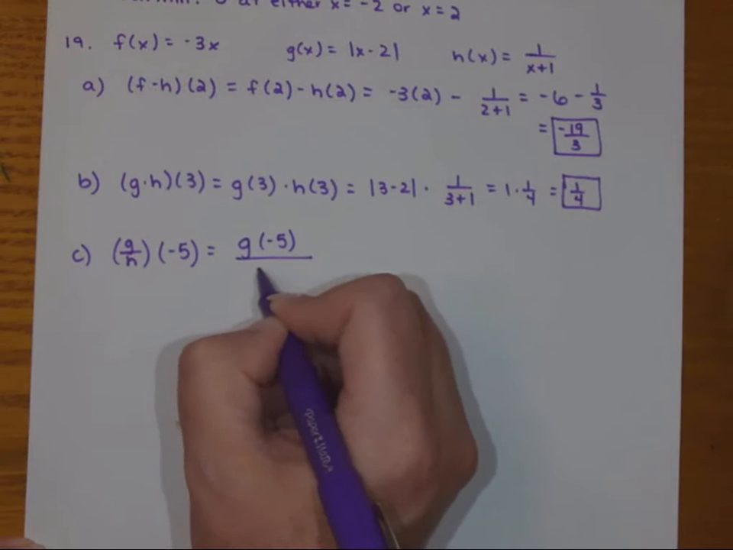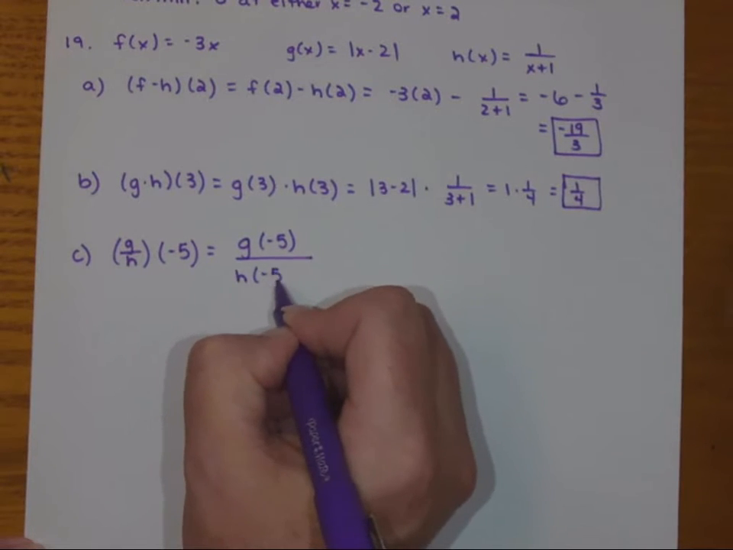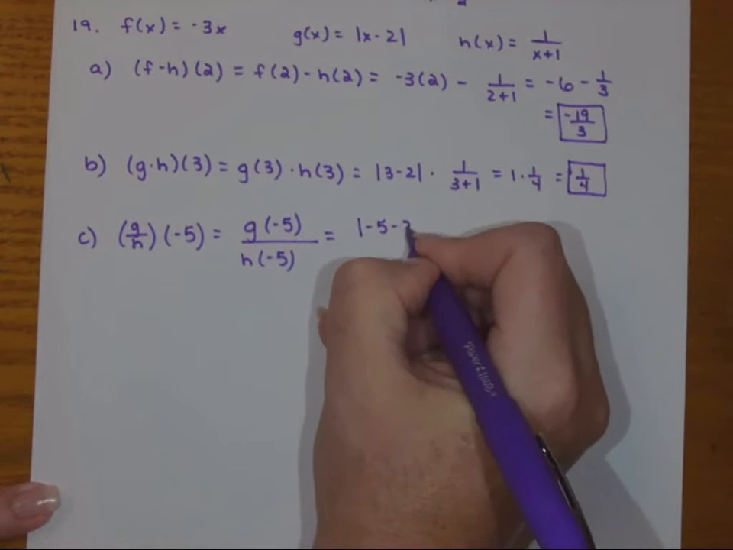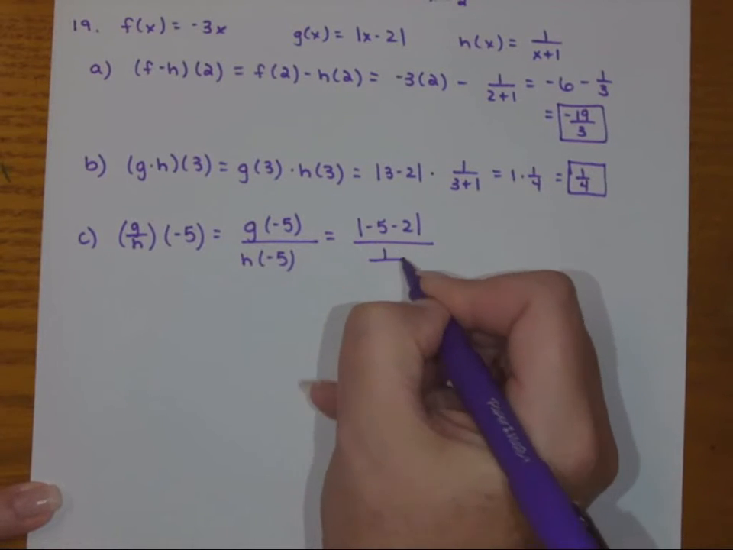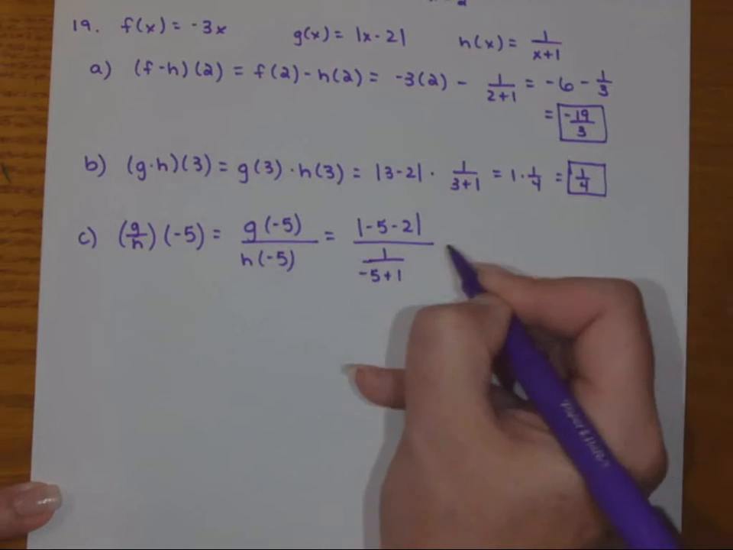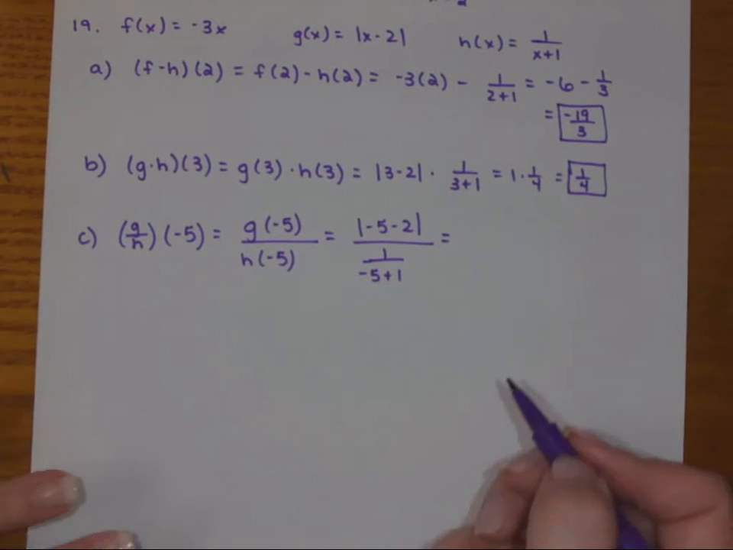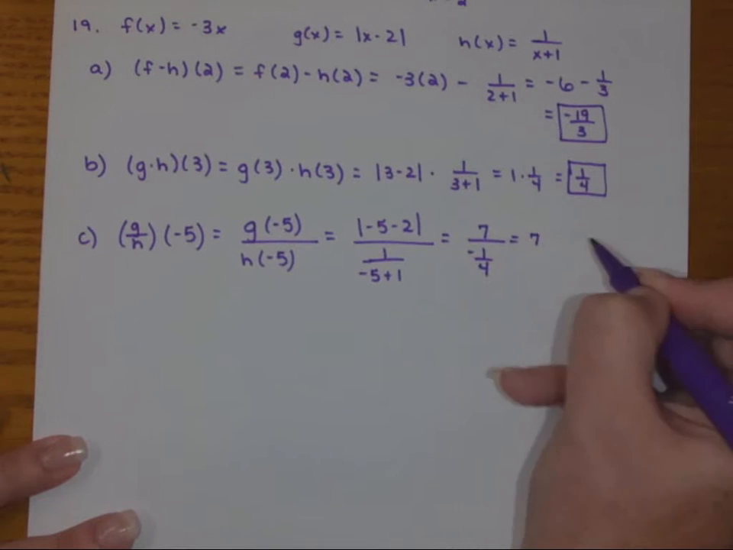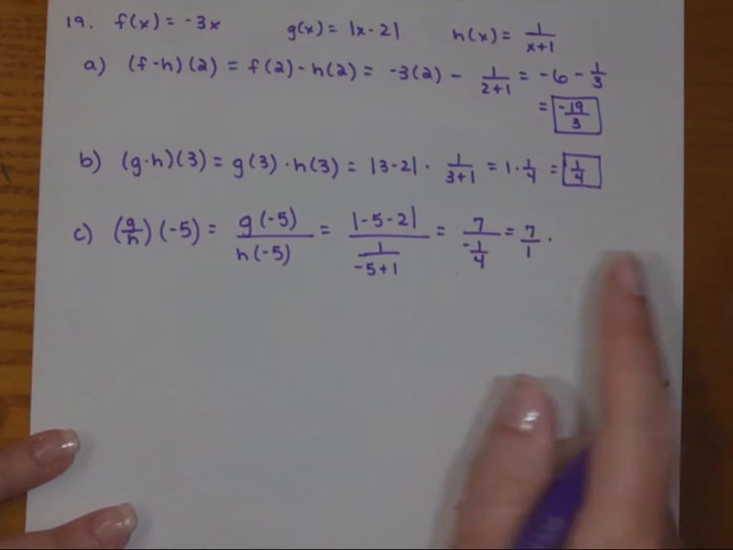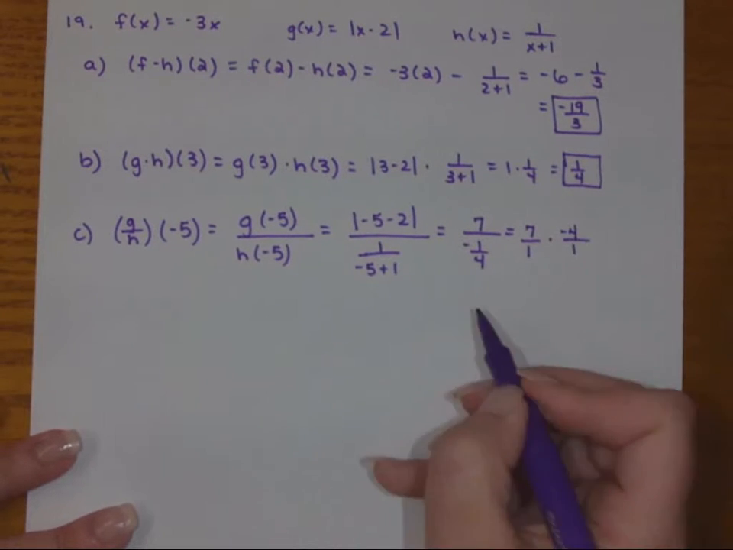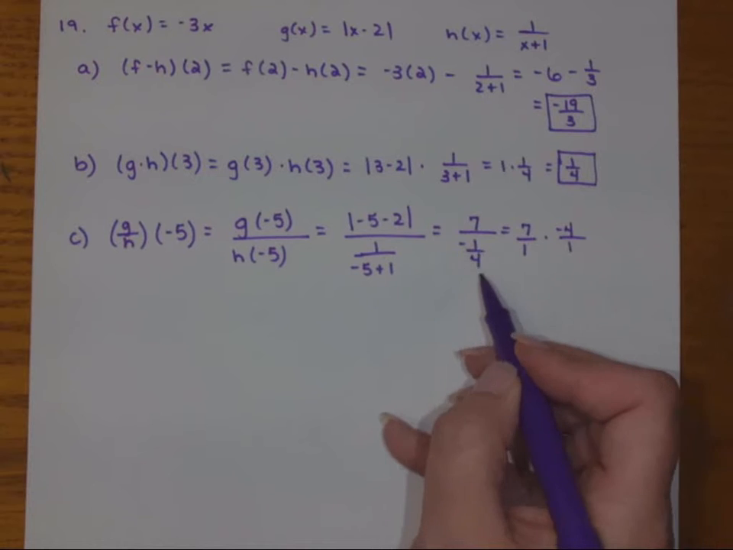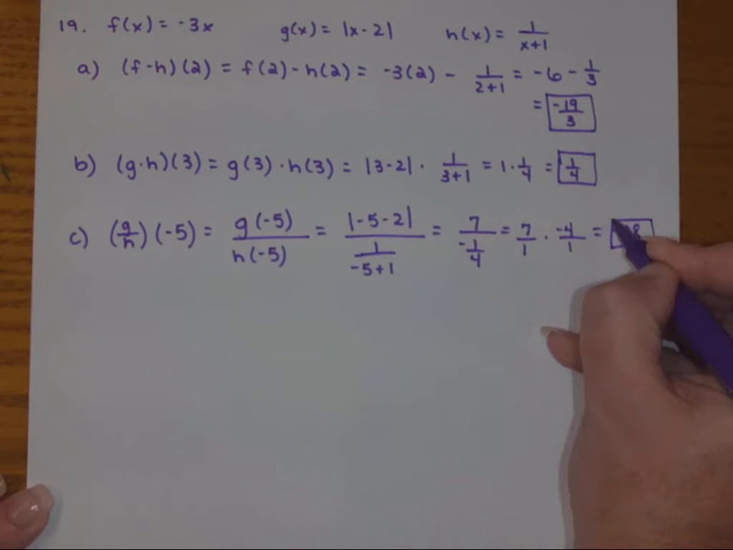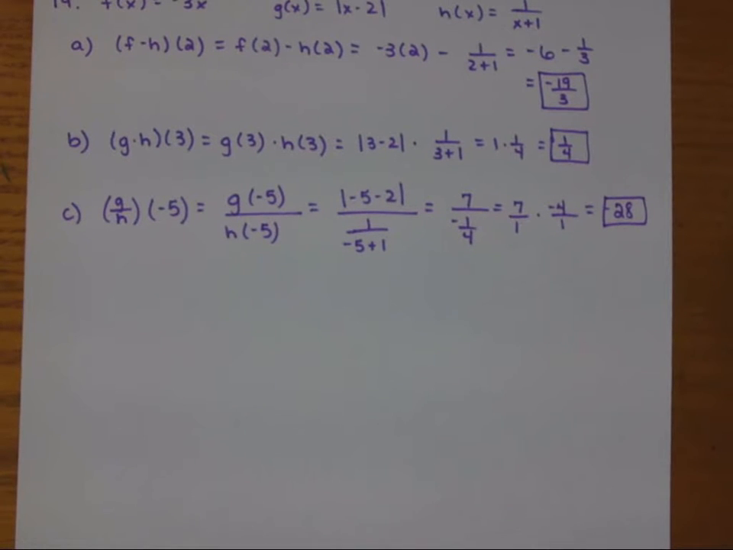So we're going to do g of negative 5 over h of negative 5. So g of negative 5 is going to look like negative 5 minus 2, absolute value, over 1 over negative 5 plus 1. Okay, so that's going to end up being 7 over negative 1/4. So way back in elementary school, we talked about that we can't divide by fractions, so we multiply by their reciprocals. Or you can use a calculator and make sure that you put parentheses around the negative 1/4. But no matter how you do it, you should get negative 28. Okay, so you can't divide by a fraction, you have to multiply by its reciprocal instead.